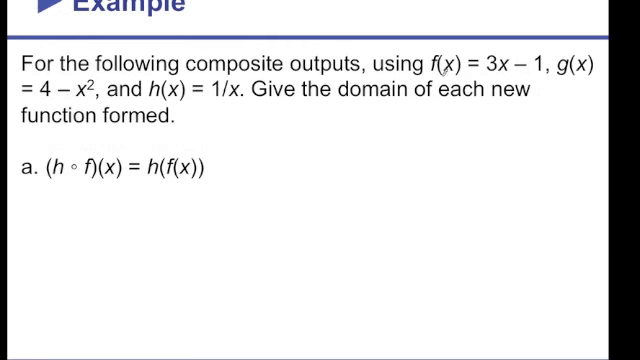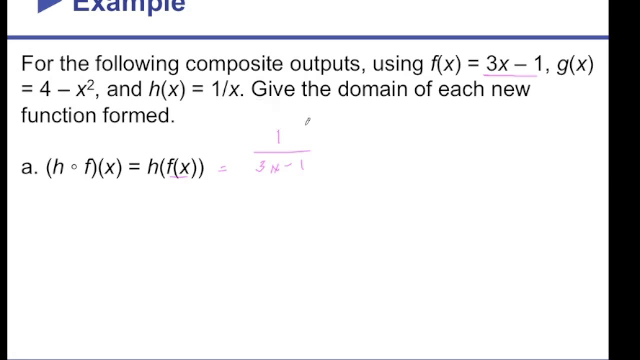So we have the following functions. F of x is 3x minus 1, g of x is 4 minus x squared, h of x is 1 over x, and give the domain of each new function formed. Well, here we want h of f of x. So h of f. Sometimes this one's hard to understand. We're going to start with the h function, 1 over x, and the x in this case is f of x, 3x minus 1.